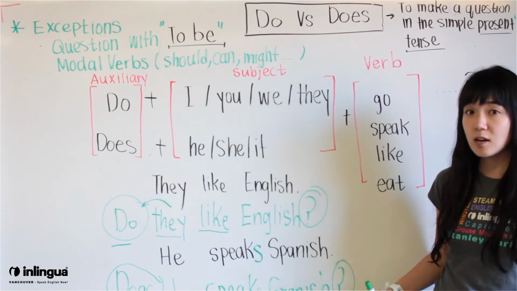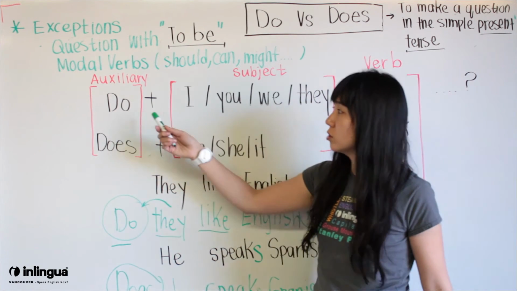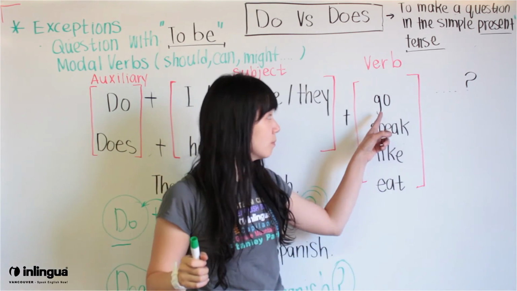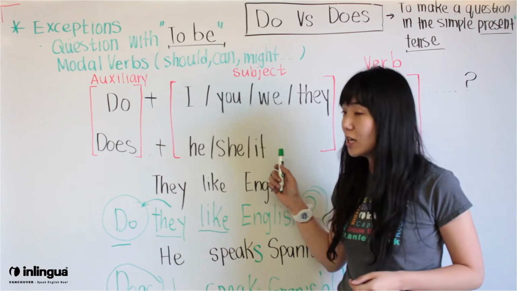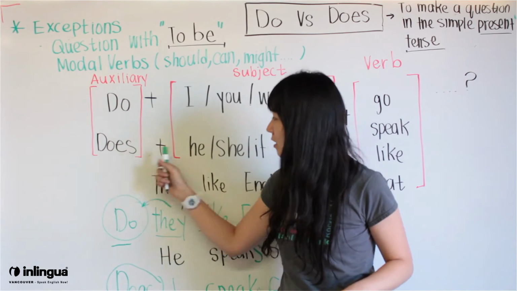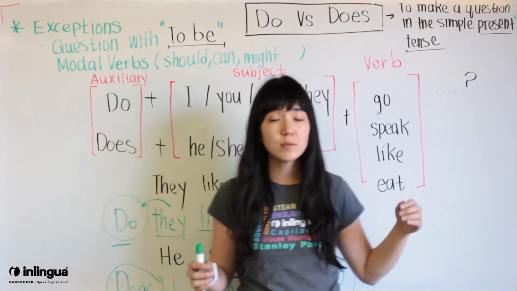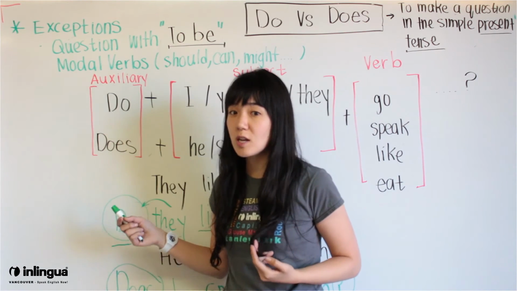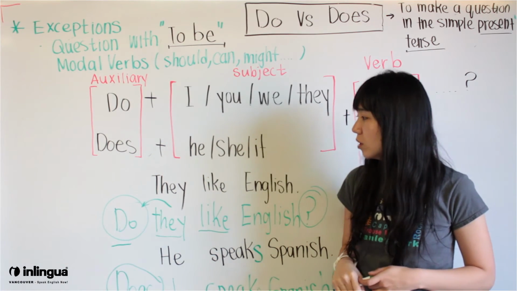So again, when you're making a question in the simple present tense with the auxiliary verb do or does, you use do plus I, you, we, and they, and then plus the verb and the question mark. When you make a question with the subject he, she, it in the simple present tense, you use does. So does he, she, it, then the verb and the question mark. The exception, remember, is when you make a question and the verb is to be, you do not use the auxiliary verb do or does.